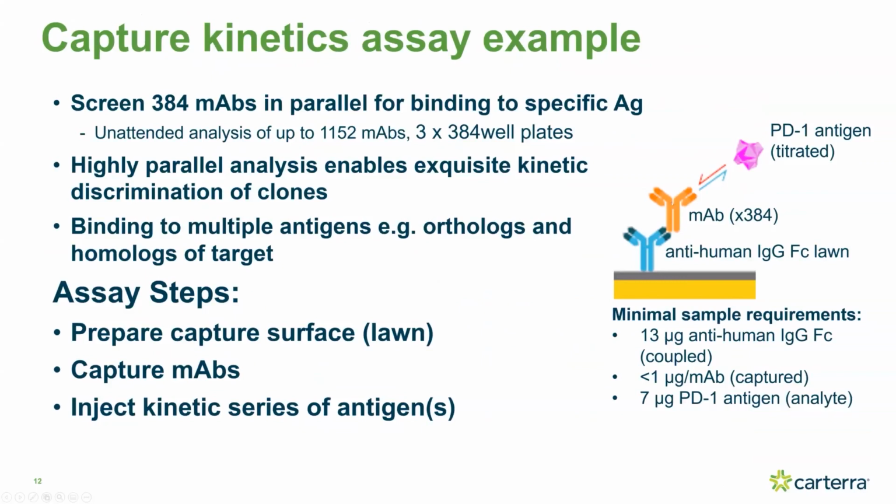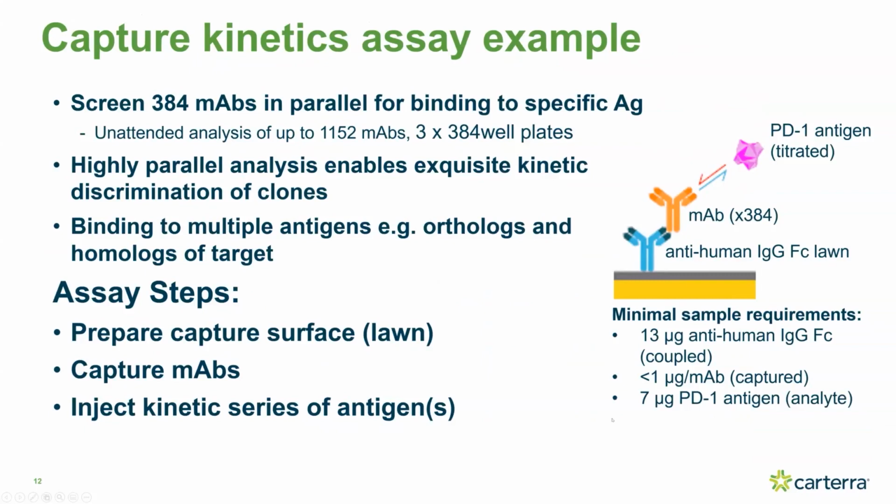And then we capture the antibodies to the array. And these could either be purified, diluted antibodies like they were in this case, or they could be supernatants. Either way, we use well less than a microgram of each antibody to perform this capture step. And then after the array is created, we do a titration series of antigen. In this case, it was a PD-1, which is a 17 kilodalton protein.